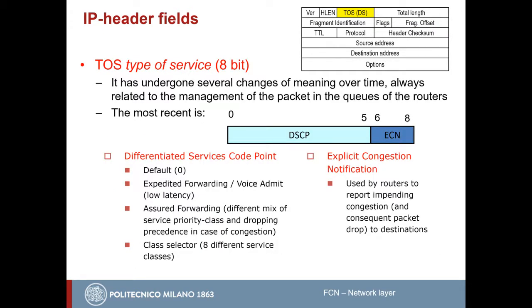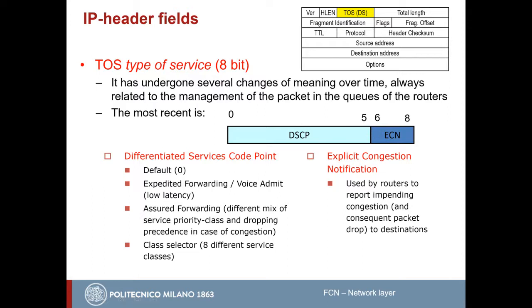Then there is a type of service. This is a strange field that was there in the header since the beginning of IP, but in various years it underwent several changes in terms of meaning. And currently it is used with this subdivision into subfields. One is called differentiated service code point. The other one is called explicit congestion notification.